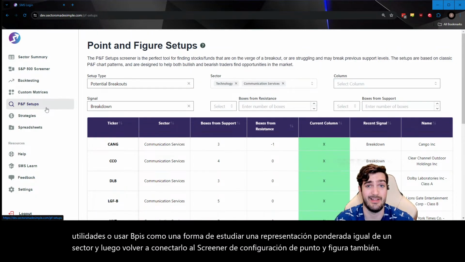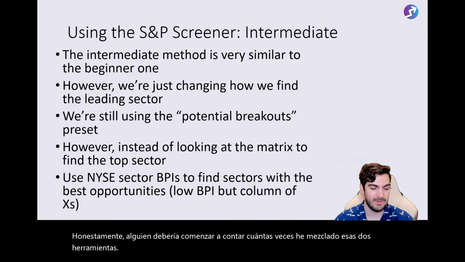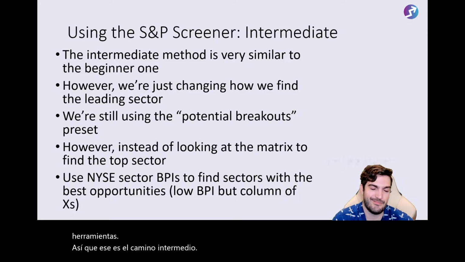Honestly, someone should start a tally of how many times I've mixed those 2 tools up. So that is the intermediate way. Old dog, slightly new trick.